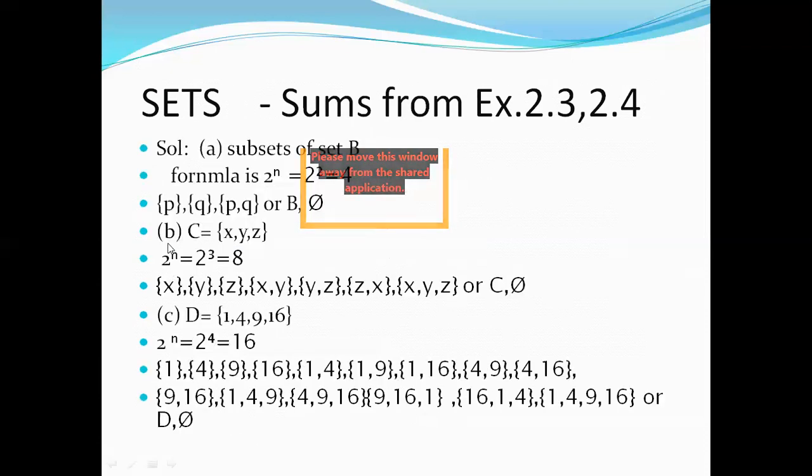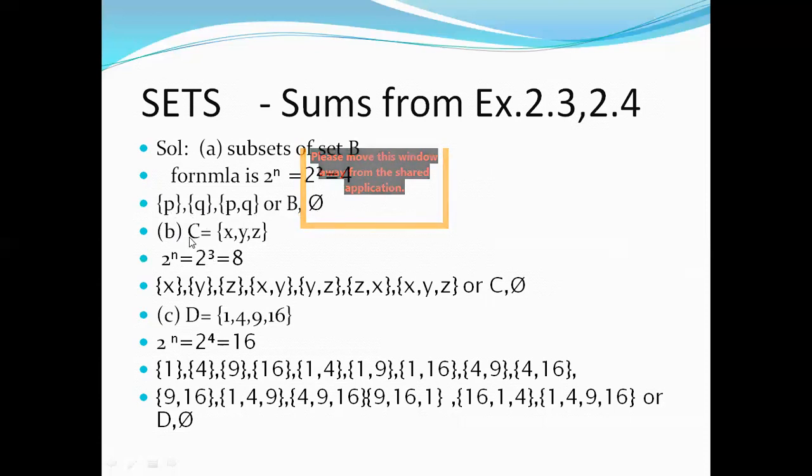See here, the first set, B, has only P and Q, 2 elements. So in place of n, what should we write? 2. 2 squared is 4. That means we have to get 4 subsets. Just here: set {P}, set {Q}, set {P, Q}, or we can write it as B, and the last one is the empty set. So in total we got 4 subsets.